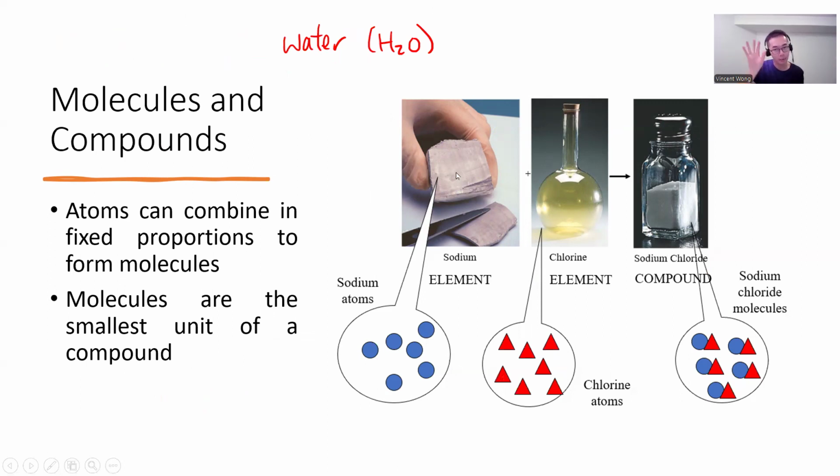Okay, sodium. So what is the sodium made up of? Well, if we were able to hypothetically zoom in, we would be able to see sodium atoms. Right? Each sodium atom would have the same number of protons. Some might have extra neutrons than others, but they are all sodium atoms. All right, chlorine. Chlorine is a very, very poisonous gas.